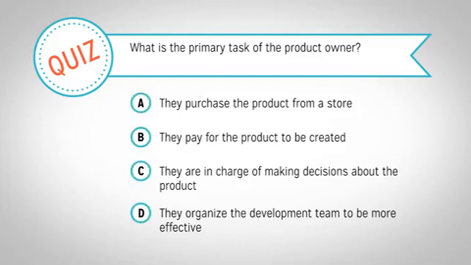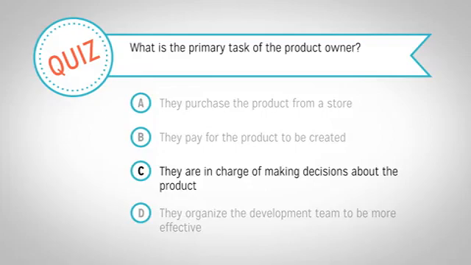The product owner is a role in Scrum that we will be examining in more detail. Their primary task is to make decisions about the product and the product backlog. Therefore, C is the correct answer.